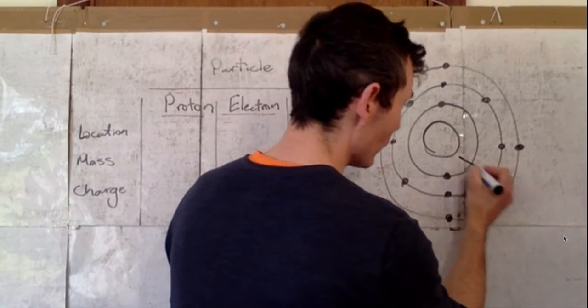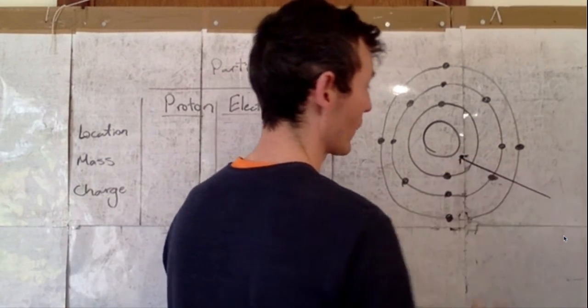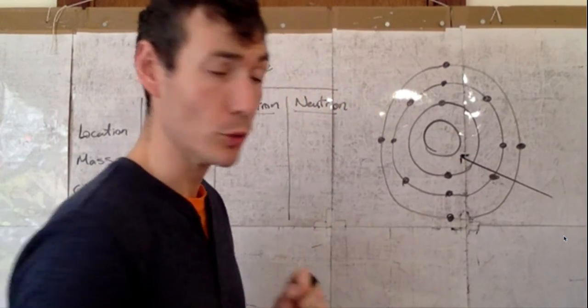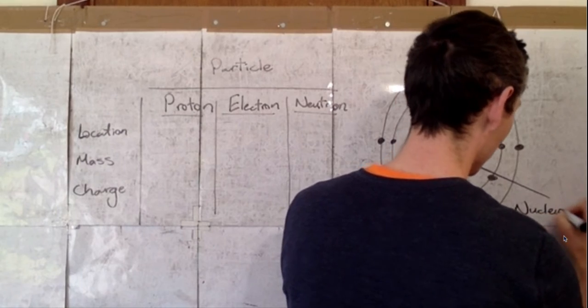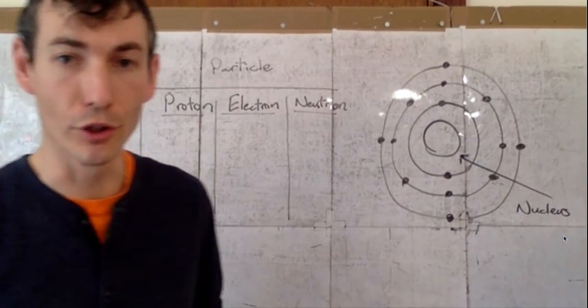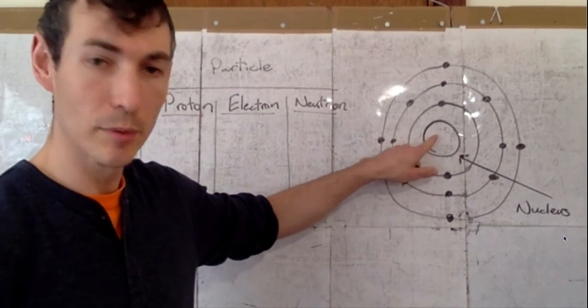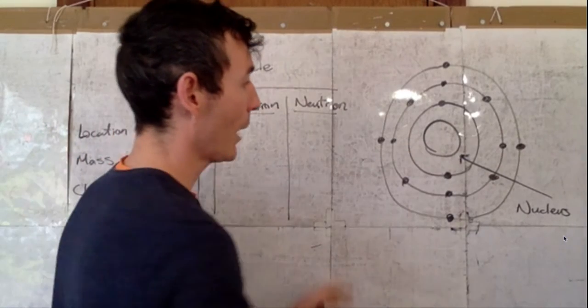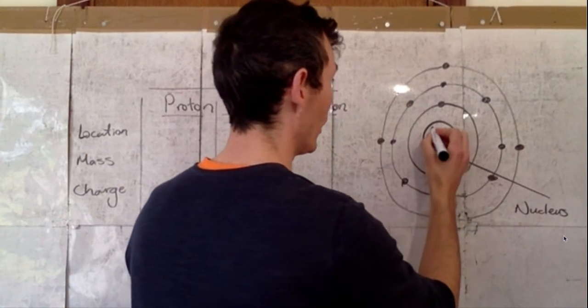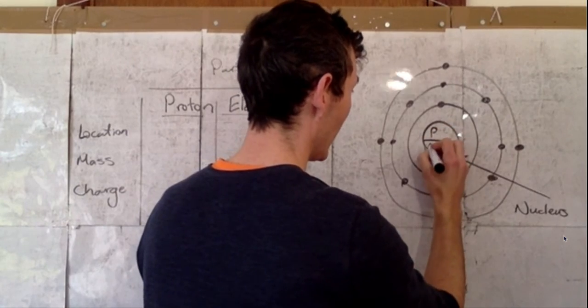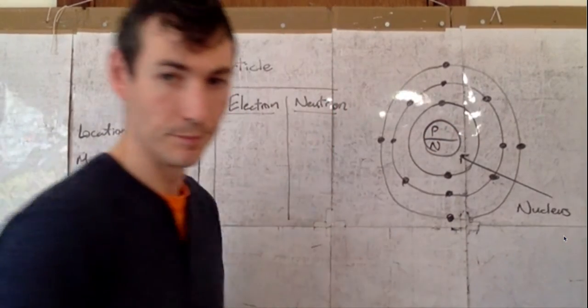Now, the center of the atom, that's a really important part. That's called the nucleus. Okay, and that word is part of our learning outcome. We need to know that the center of the atom is called the nucleus. And what hangs around in the center, so there's 2 different types of particles that hang around in the center. There's P for protons and N for neutrons.